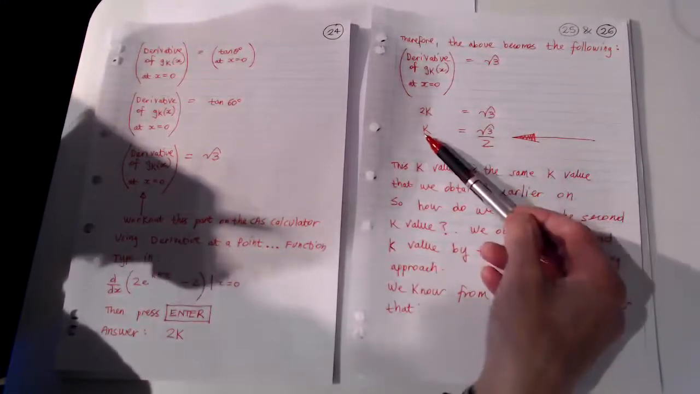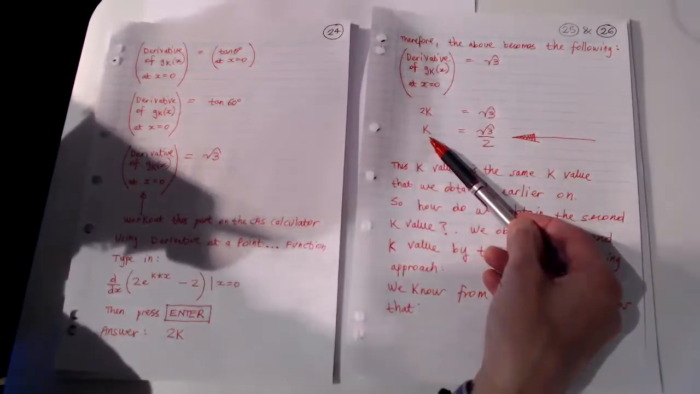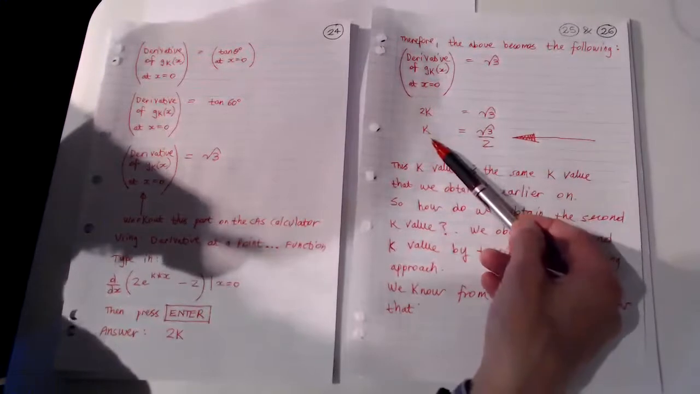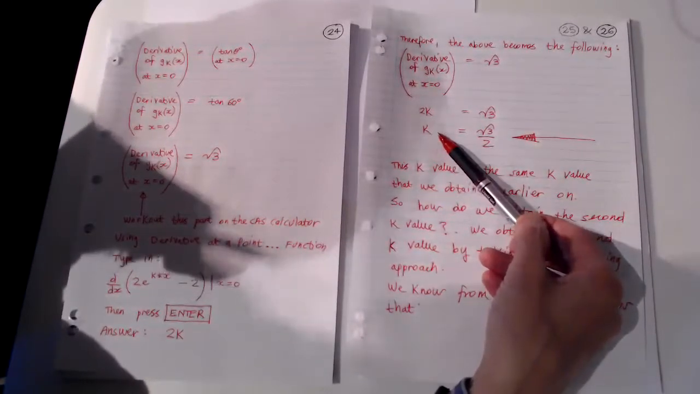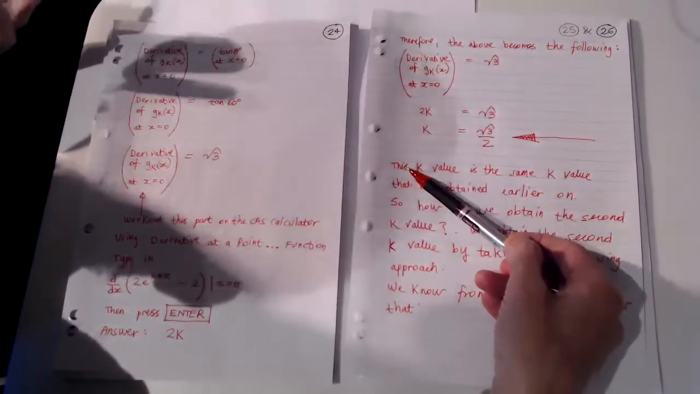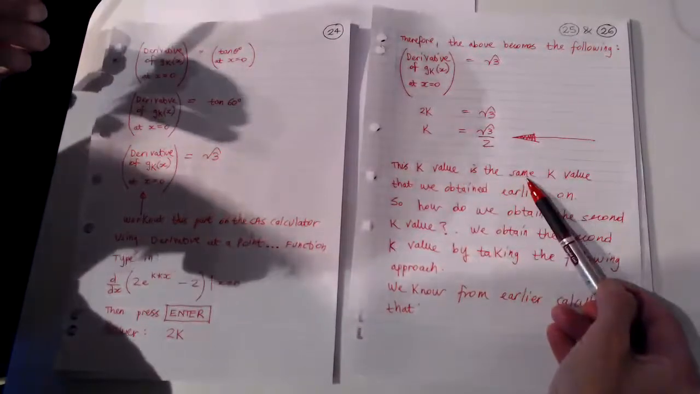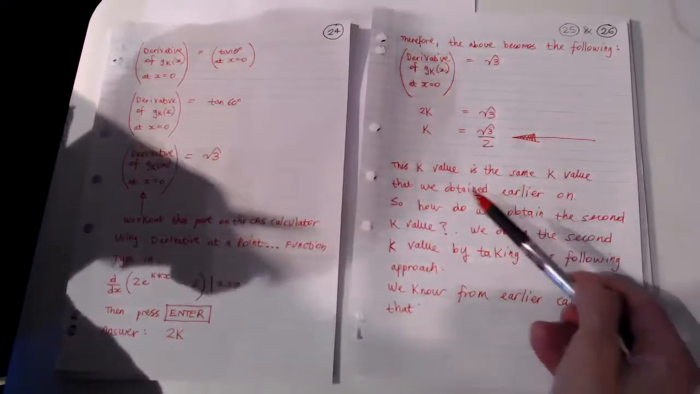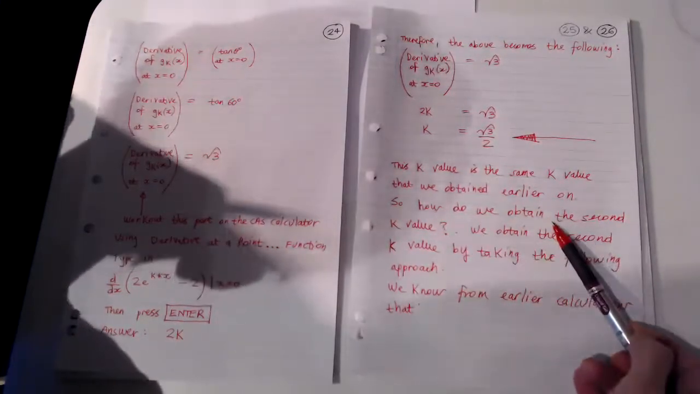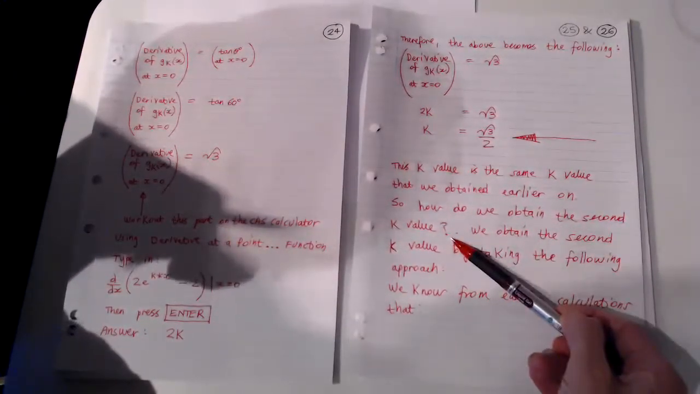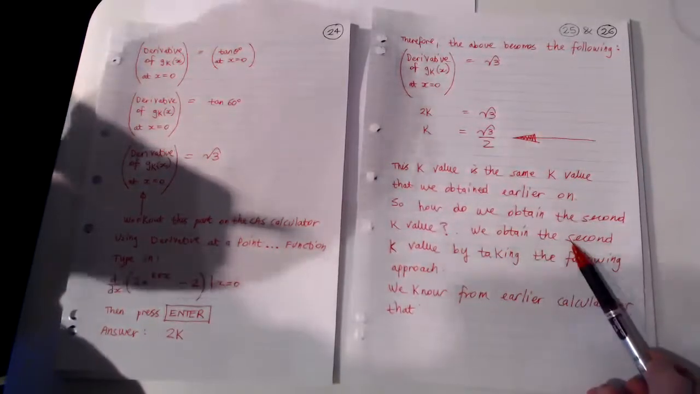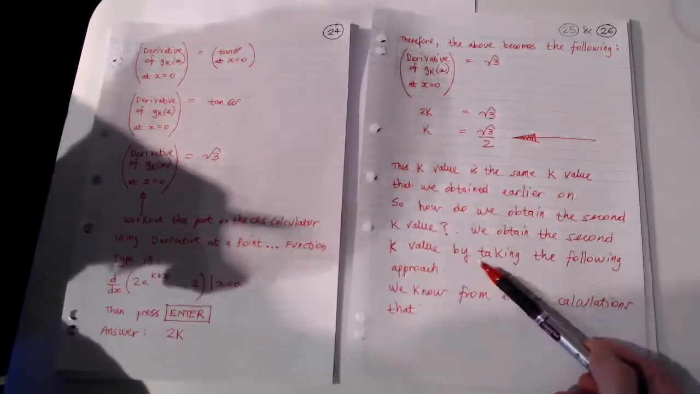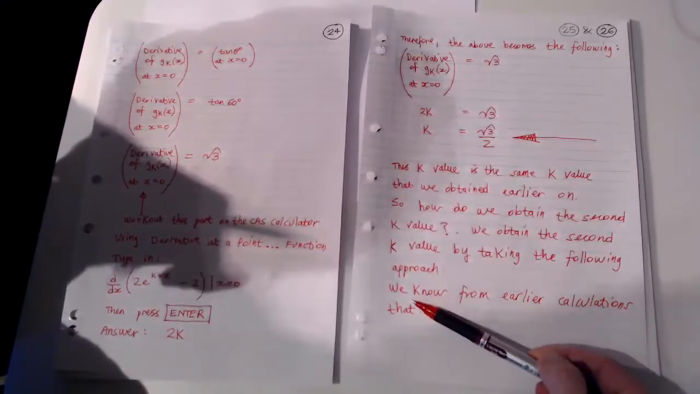Now, we can see here that we got the same k value as before. As I say here in red, this k value is the same k value that we obtained earlier on. So how do we obtain the second k value? We obtain the second k value by taking the following approach.